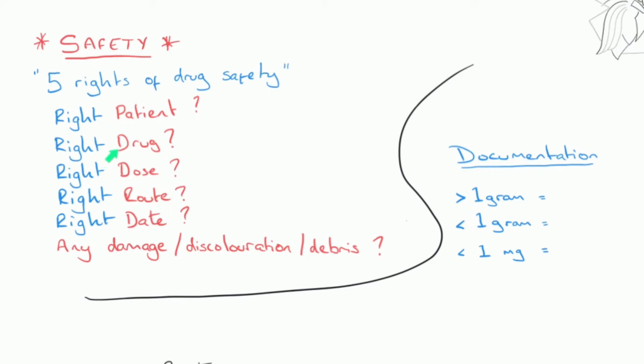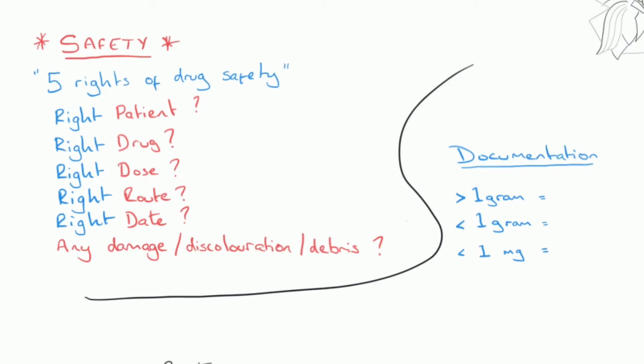Ask the person, what is the expiry date? We're then going to check, are we giving the right dose? Again, that's either based off our own clinical judgment or the prescription that the patient's been given. Is it going via the right route? So intravenous, intraosseous, subcutaneous, etc. The date, is it right? So has it expired or not? And then, like I said, obviously any damage, discoloration or debris.